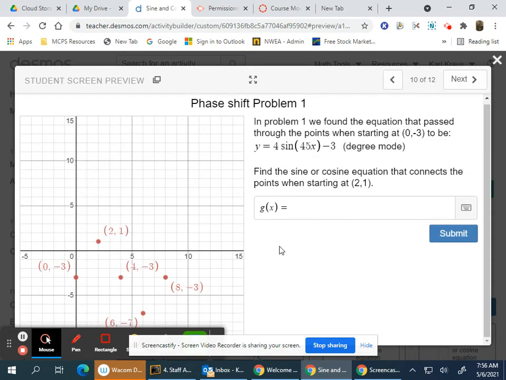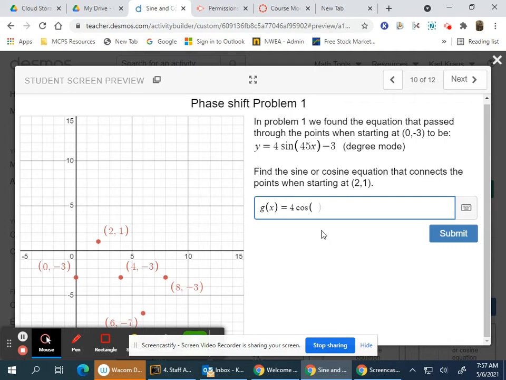So on problem 1, we found the equation that passes through the points starting at 0, -3 to be 4 sine 45x minus 3. Find the sine or cosine that connects the points when we start at 2, 1. So if we start at 2, 1, then that's going to be a cosine curve. We're starting at a maximum, we'd end at a maximum. And the amplitude is 4, so 4 cosine.